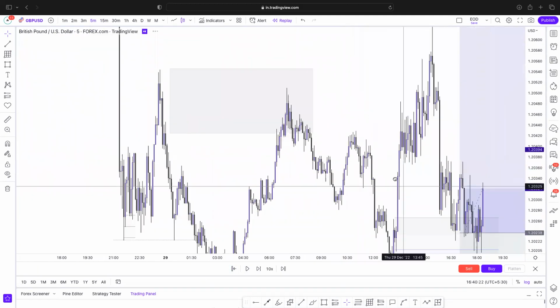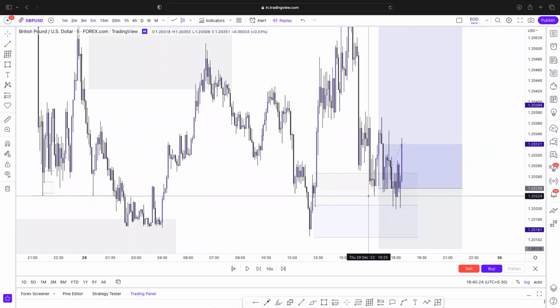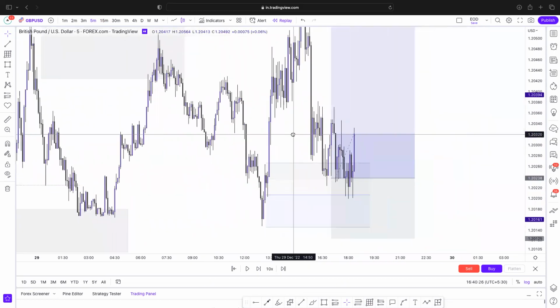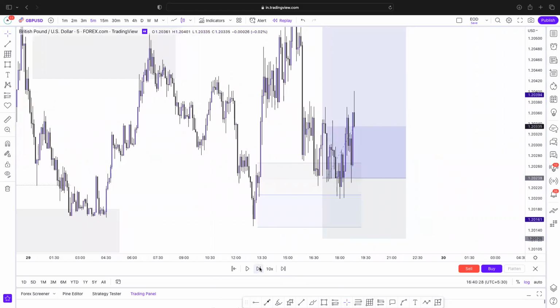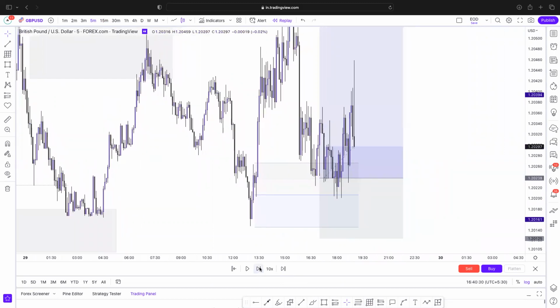So we break this 5 minute structure. This is not a fake. This is a break of 5 minute structure. So I'll just wait and watch. We are not break even yet. So now we have this first level of respect.